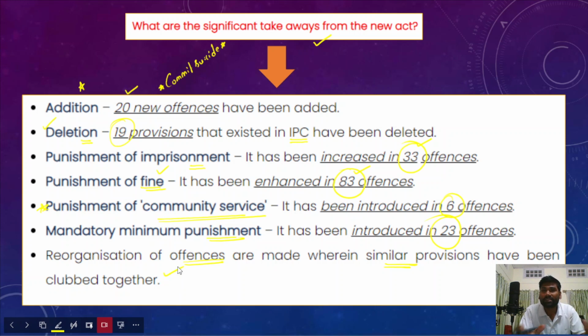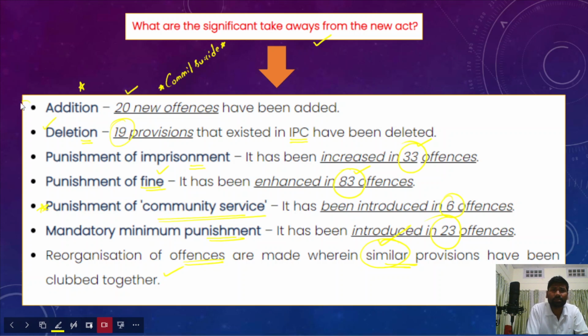So in all these 3 laws, there were different similar provisions. Therefore, in order to avoid the complexity and the confusion and to further simplify, what this Bharatiya Nyaya Sanhita has done is that similar provisions were clubbed together. Okay, so in order to further simplify this, a legal architecture.